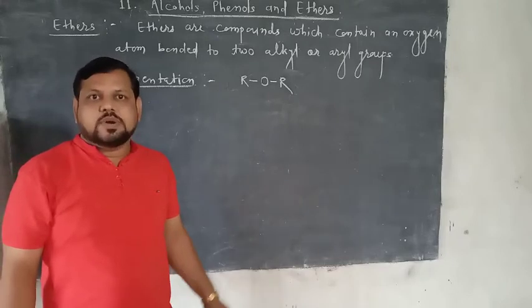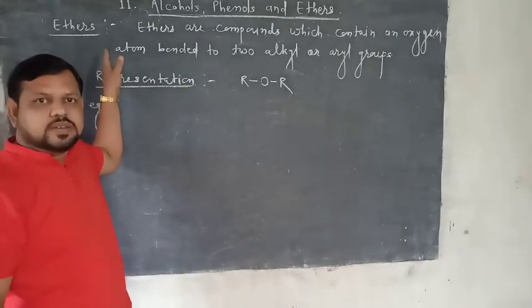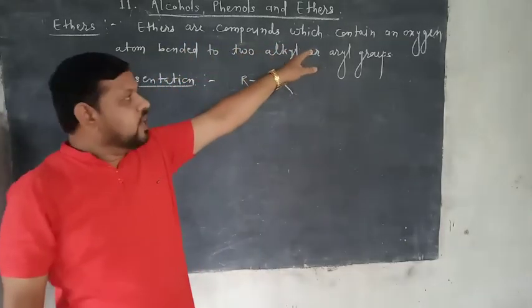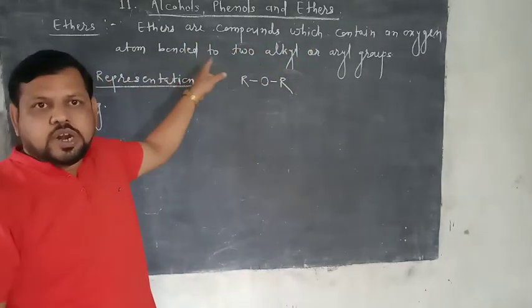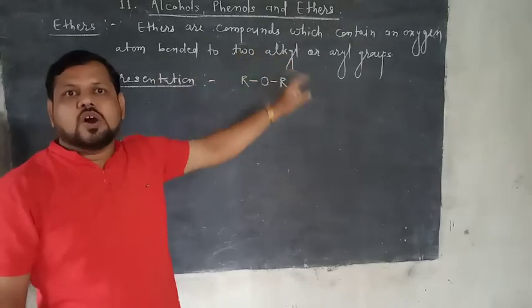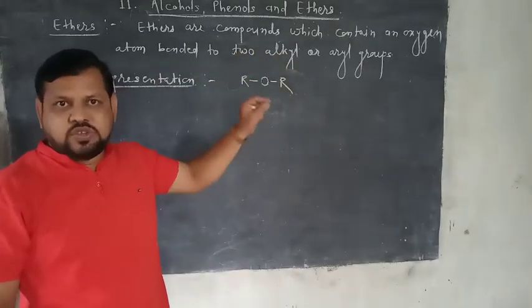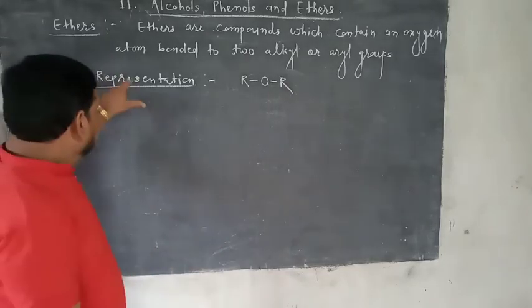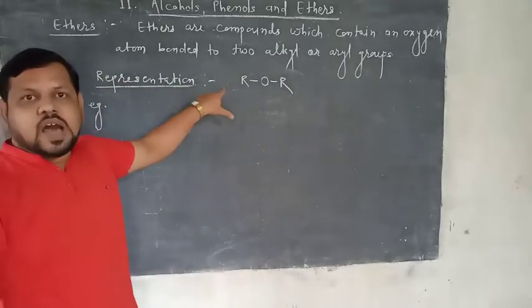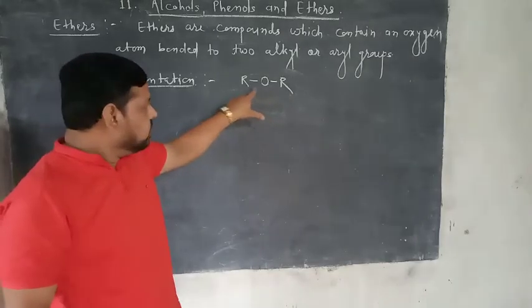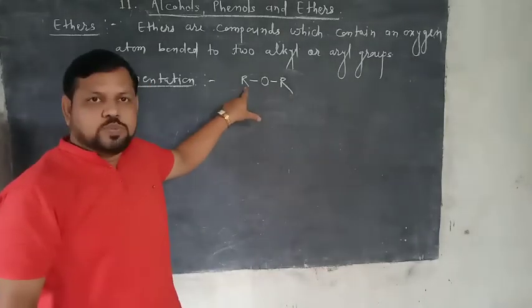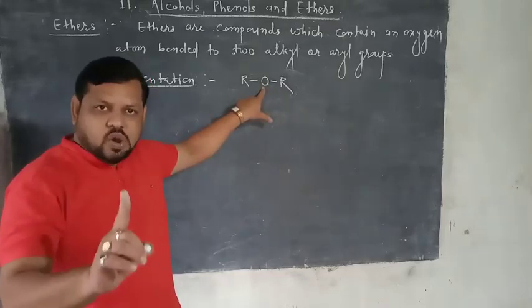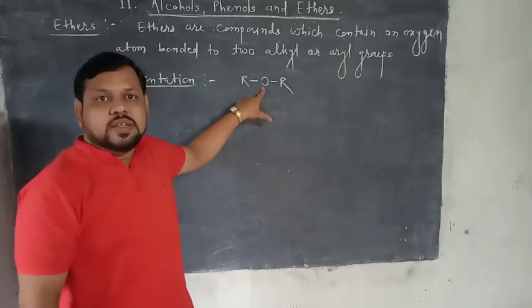Then we discuss the next topic, that is ethers. Ethers are compounds which contain an oxygen atom bonded to two alkyl or aryl groups, in which one alkyl or one aryl group may also be present. The representation of ether is ROR. That means these are two alkyl groups. These two alkyl or aryl groups are attached by one oxygen atom. That is called the ether.